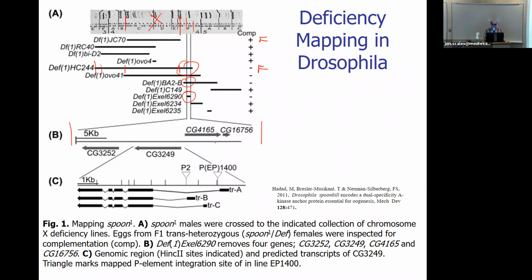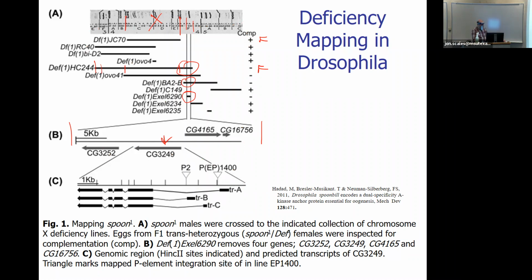So you've narrowed it down to 4 genes out of 5,000 genes. That's pretty good. You can work on 4 genes. You can't work on 5,000 genes. So they figured out it was actually this one right here. So that's the kind of way deficiency mapping can be used.